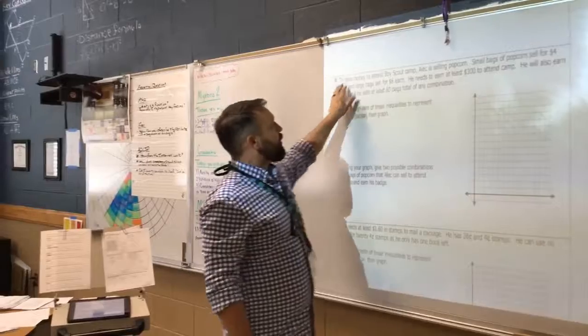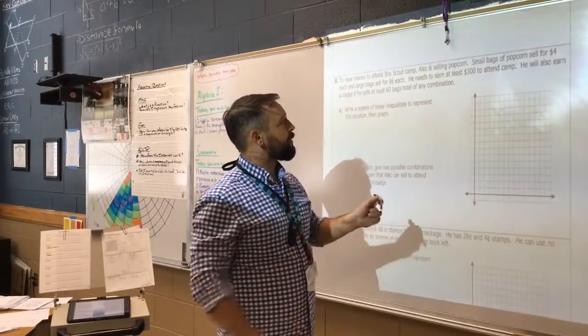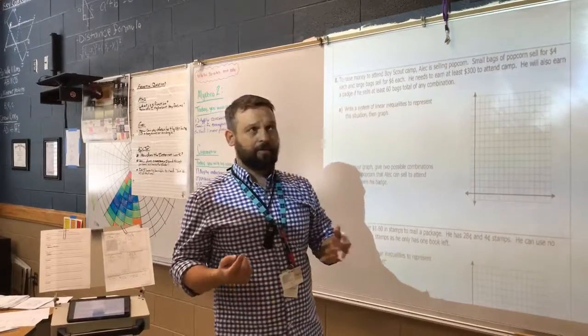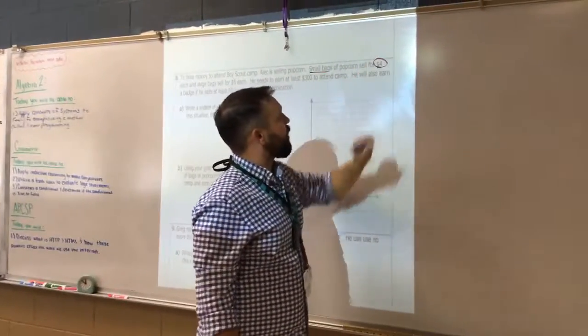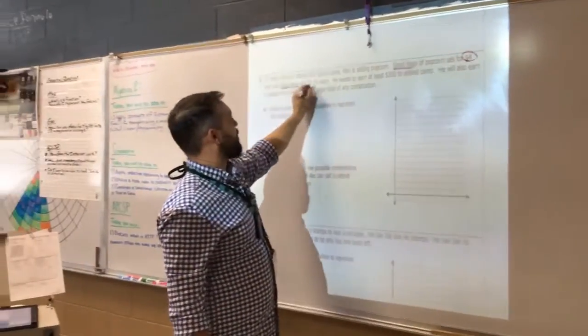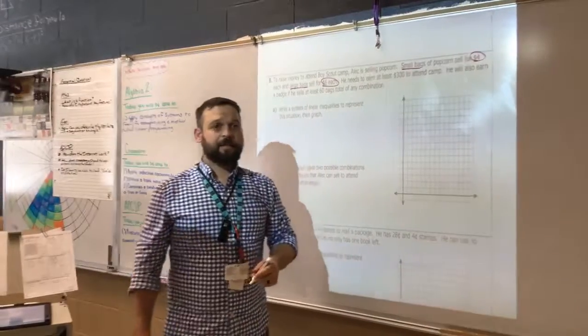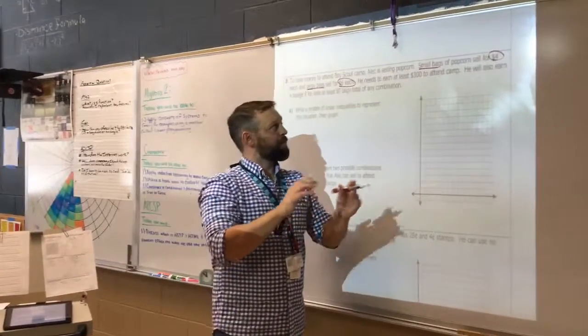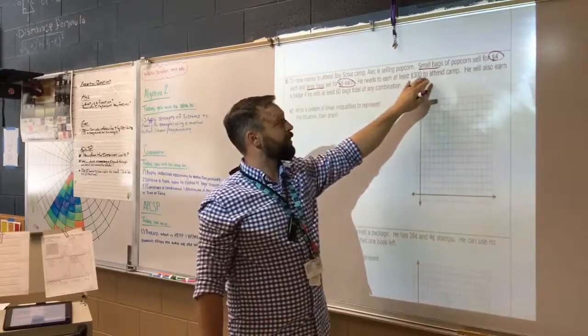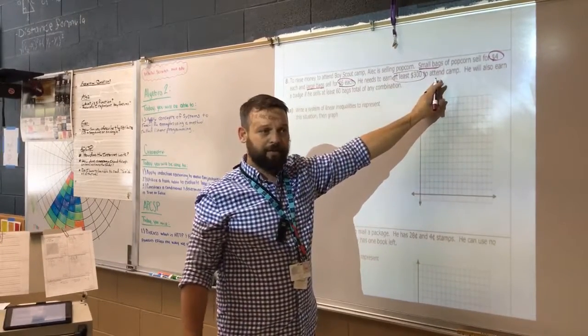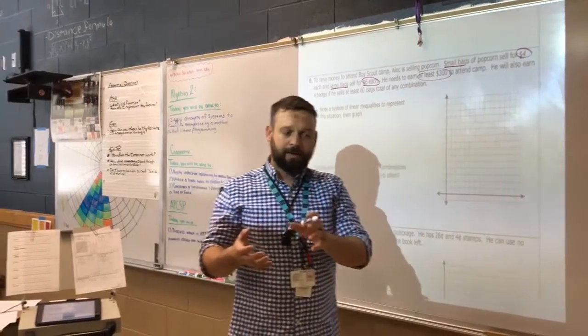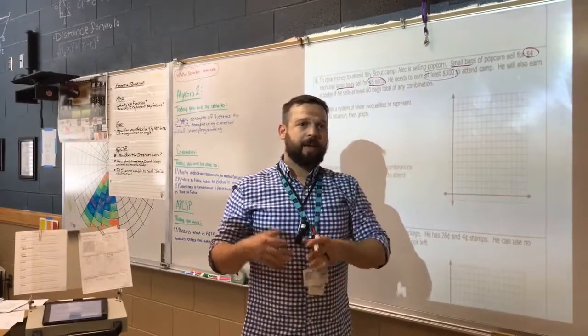So he wants to raise money to attend a Boy Scout camp, and he's selling two types of bags of popcorn. He has a small one that he's selling for $4, and a large bag that he's selling for $6. There are two situations here. He needs to earn at least $300 just to be able to go to the camp. So I'm going to create an inequality that's going to reflect how much.